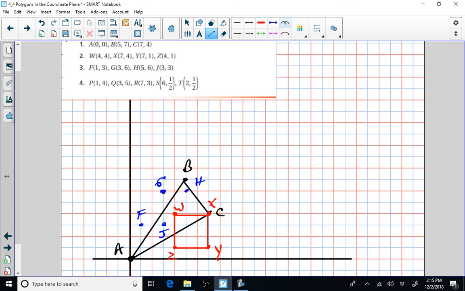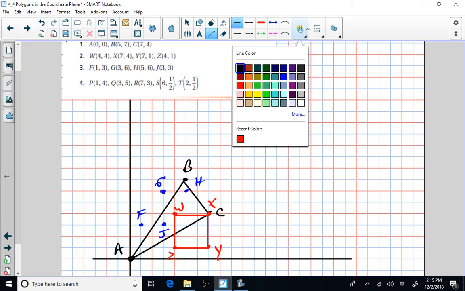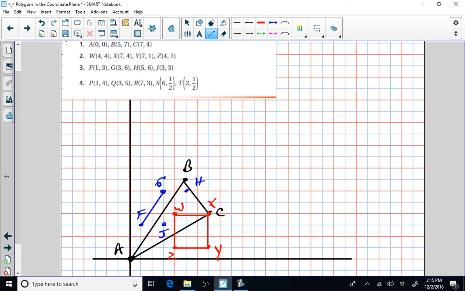Connect those points with a straight line. Alright, let's make those blue. So there's segment here, segment here, segment here, and segment here. So that looks like a quadrilateral. It's a 4-sided polygon where both pairs of opposite sides are parallel. And let's do this last one in green.